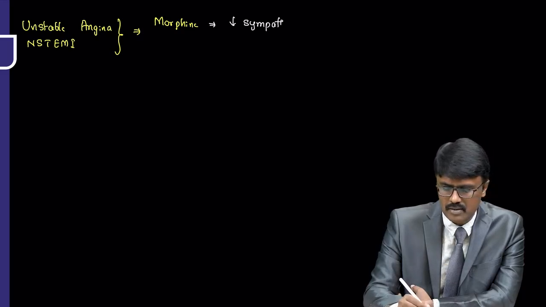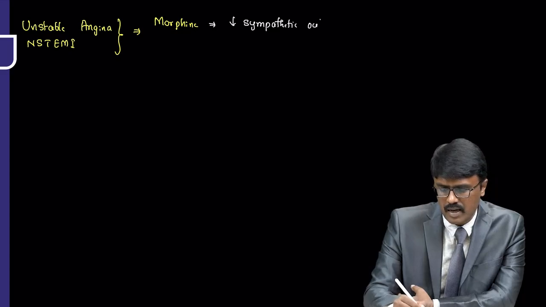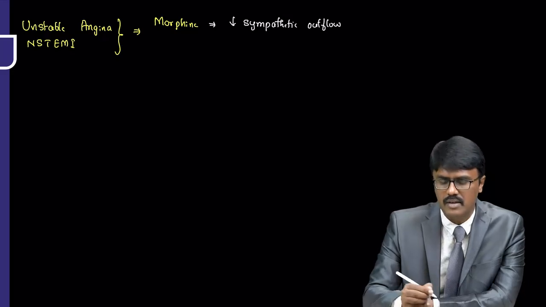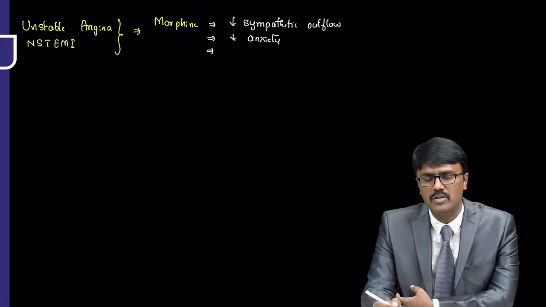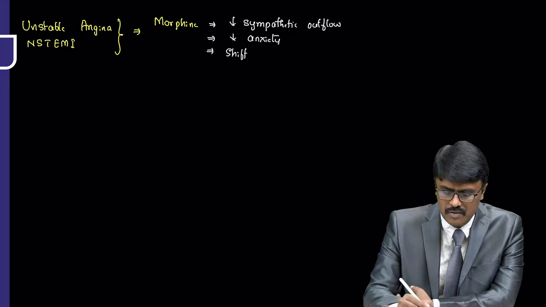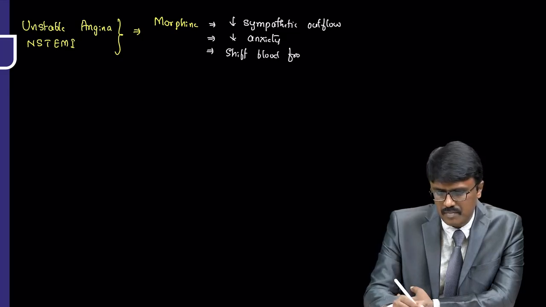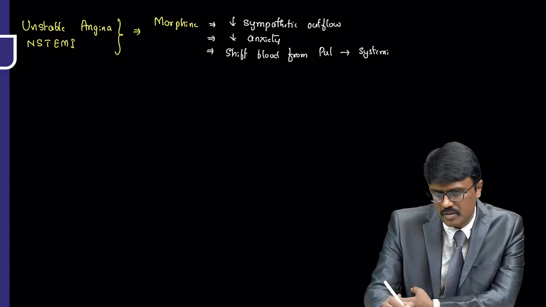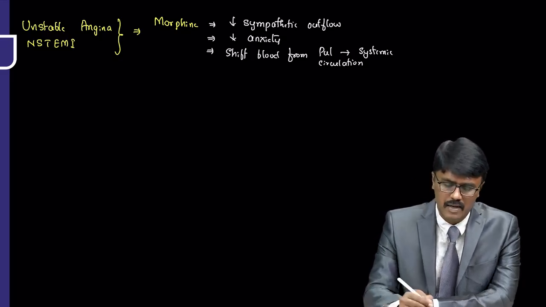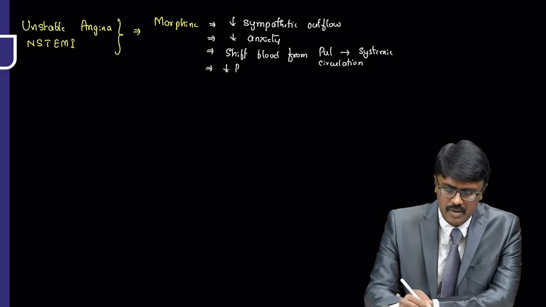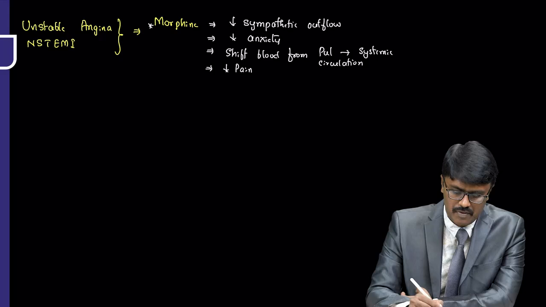Whenever the patient has chest pain, he will have anxiety and sympathetic overactivity, and that is decreased by this. It also decreases anxiety. And it's a venodilator. Remember, morphine is a venodilator, so it will shift blood from pulmonary to systemic circulation. And many times during MI, the patient may have pulmonary edema because of heart failure, and that can be taken care of, and it also decreases pain. So these are the reasons why morphine is preferred.